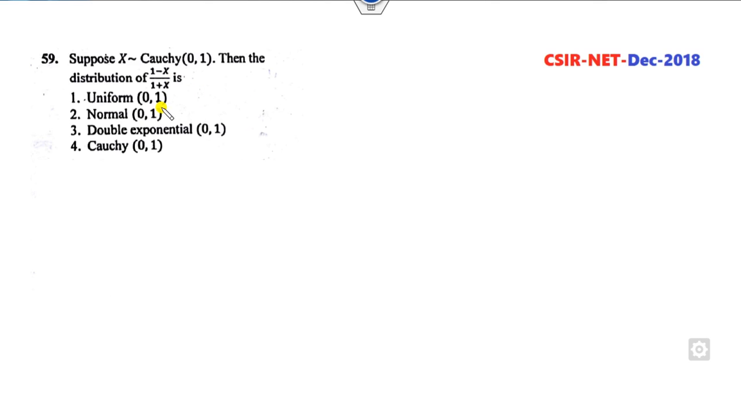Okay, which of the following is followed here? That's again a very simple one. X follows the Cauchy distribution of 0, 1. What is the PDF of this? 1 over pi (1 plus x square). Then you have to find the distribution of (1 minus x) over (1 plus x).